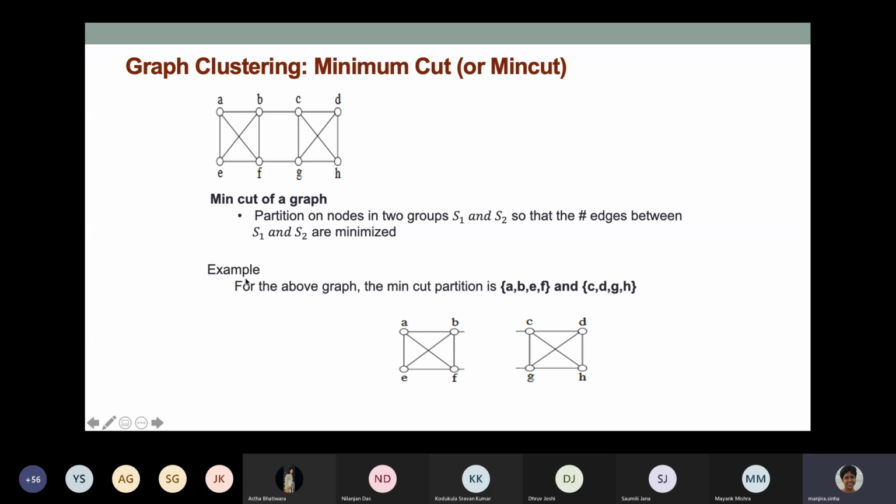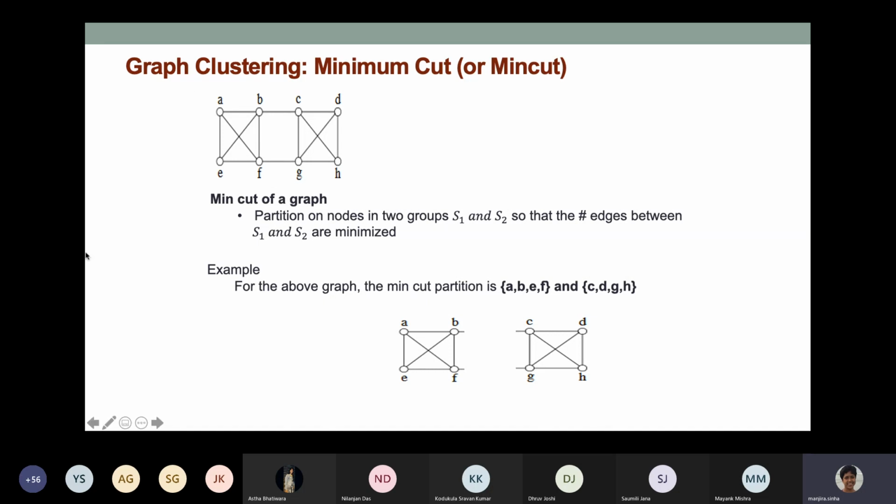Let us take an example. If you can see in this graph, A, B, E, F are closely connected, and C, D, G, H are closely connected. What do I mean by closely connected? As you can see, A is connected to E, F, B. B is connected to A, E, F. F is connected to A, E, B. So this part is a fully connected subgraph.